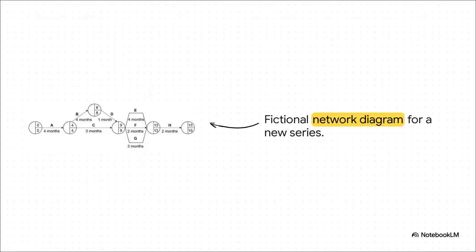All right, let's look at our game board. This is a fictional network diagram pulled from our source material for a major new Netflix series. You can see the nodes taking us all the way from Activity A, which is planning, straight through to Activity H, post-production. And remember, every single month counts if they want to hit that golden 15-month peak viewing target.